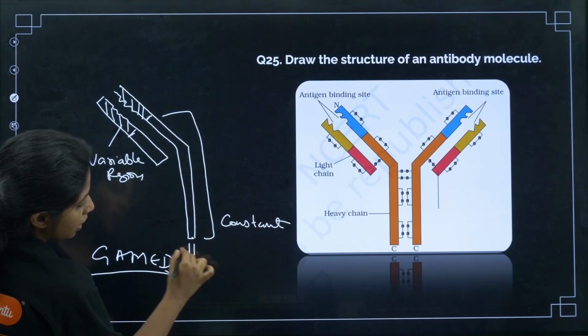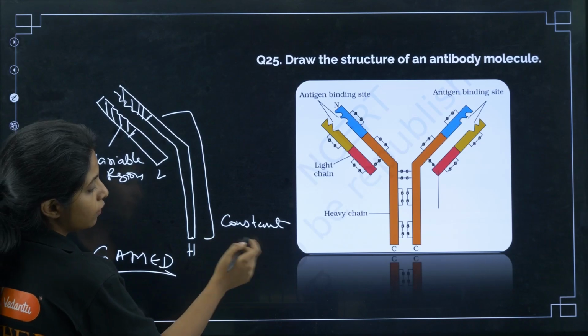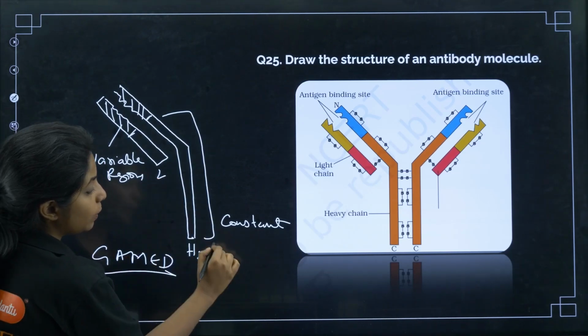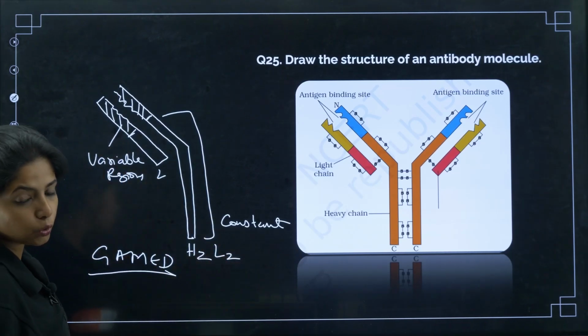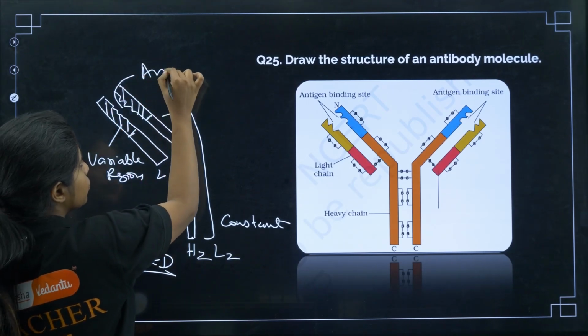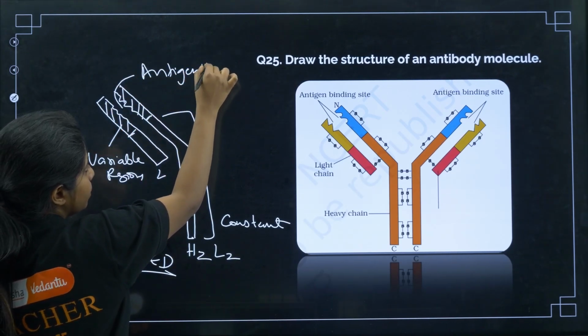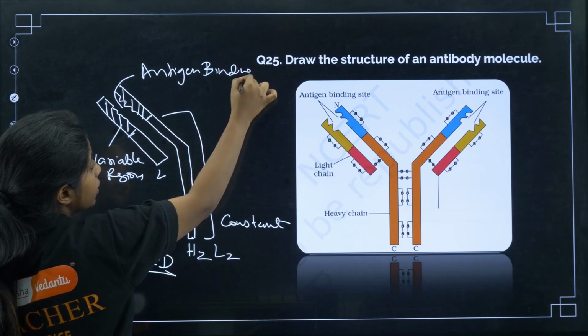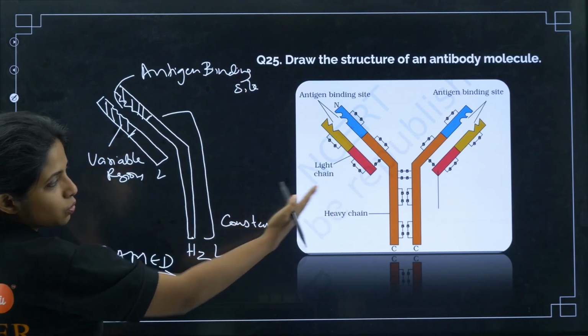Now this is heavy chain, this is light chain. How many heavy chains do you have? You have 2. So you have to write H2. Now how many light chains you have? You have 2. So you write H2L2. Okay. Now over here you have a site for antigen binding. So you write it antigen binding site. I'm not making 2 arms because it is just there.